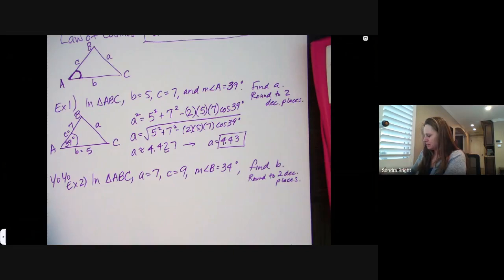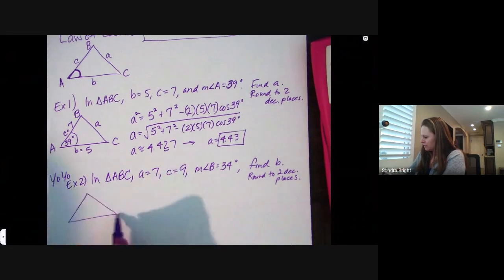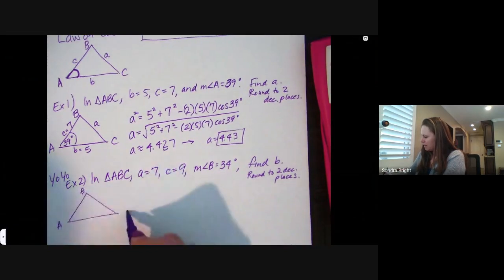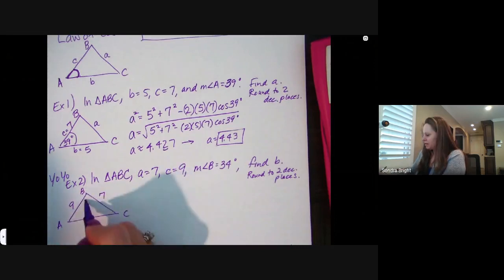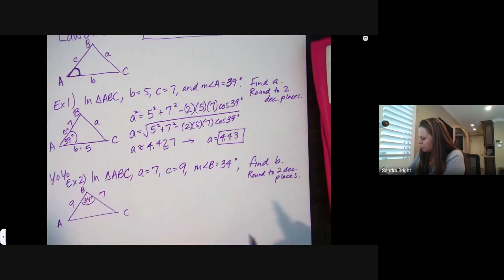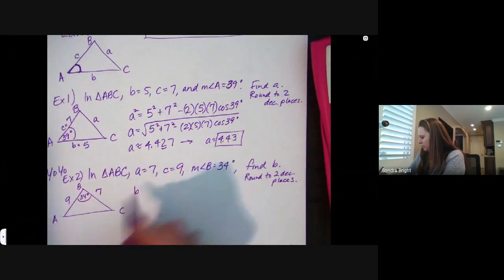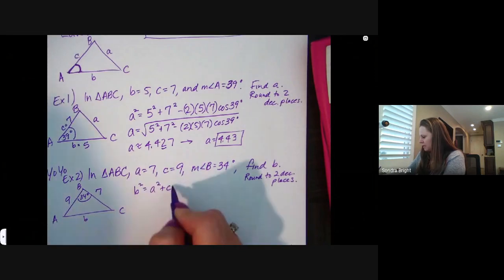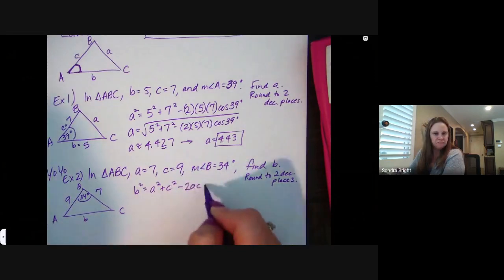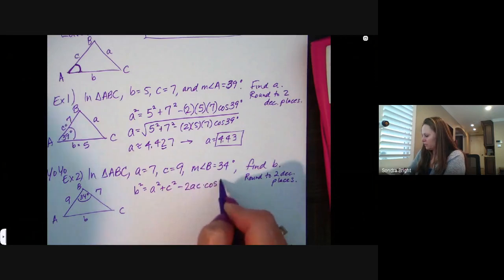All right, so in triangle ABC, you should have said that was 7 and 9 and 34 degrees. All right, and now it's B, here's B. B squared is equal to A squared plus C squared minus 2AC times the cosine of angle B. Law of cosines works for any of them, right?